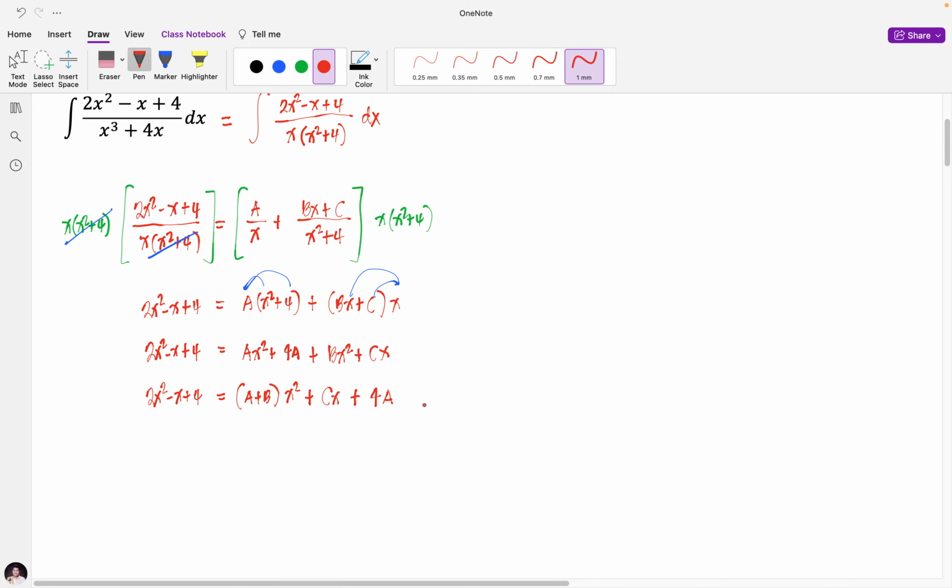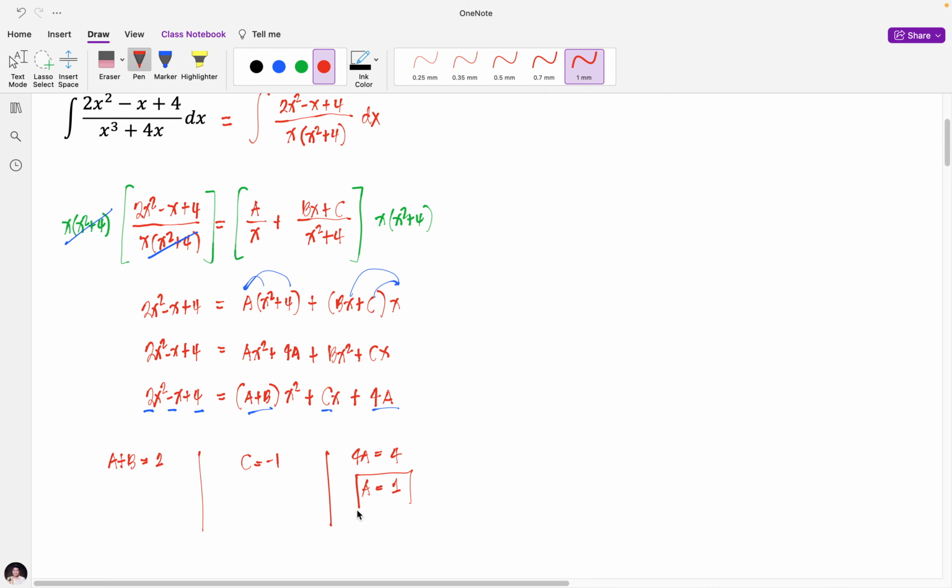That means that we have correspondence here. First, we have A plus B is equal to 2. They should be the same so that the x squared terms are equal. Also, C is equal to negative 1. And 4A is equal to 4. So we have three correspondences again. First, A plus B equals 2. Second, C is equal to negative 1, so automatically we have the value of C. And 4A is equal to 4, and from that, A is equal to 1.